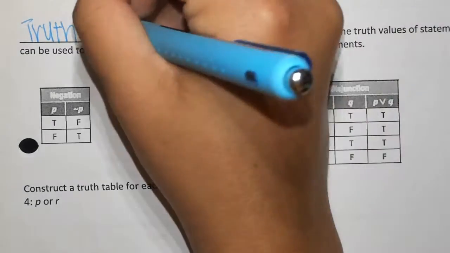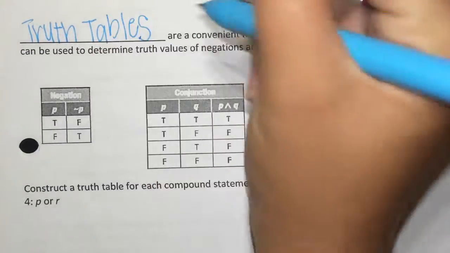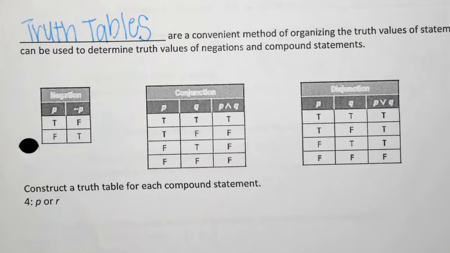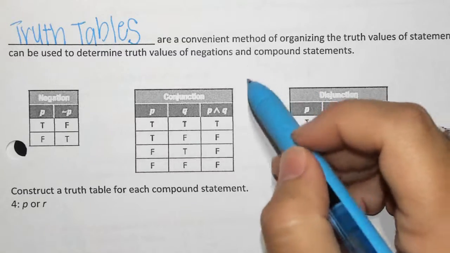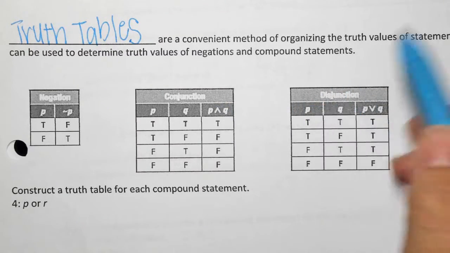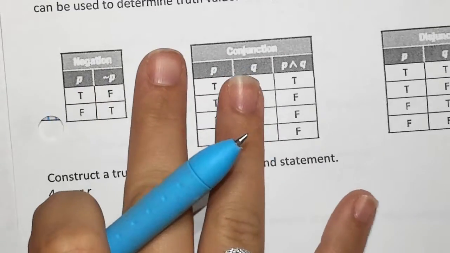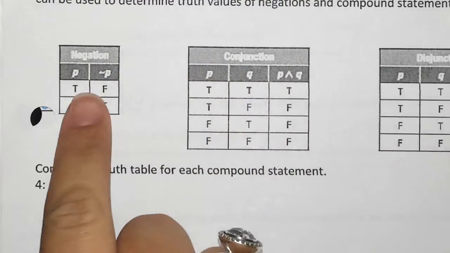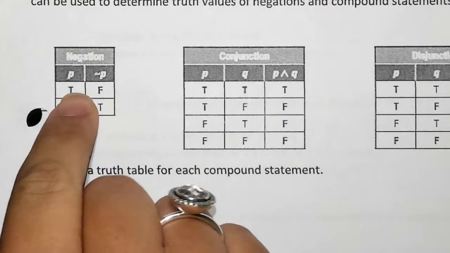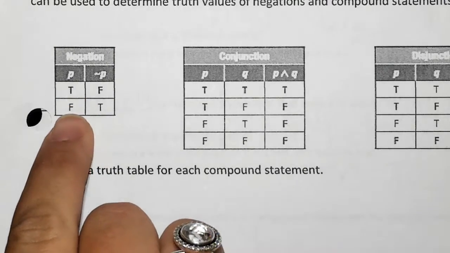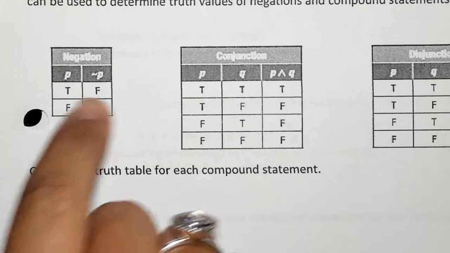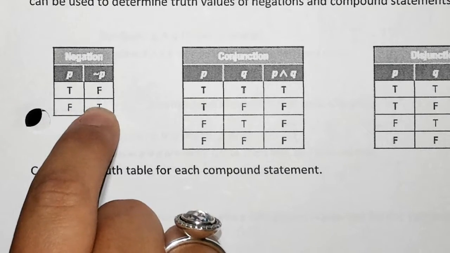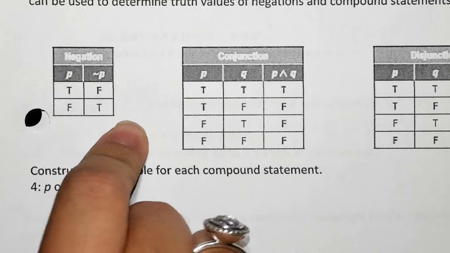Okay, truth tables. These truth tables make it a lot easier to tell the truth values when you have a lot of statements. So I know this is just a review, but we have 3 truth tables here that I want to go over. P is the original statement. So P is true or it's false. Well, the negation of true is false, and the negation of false is true. It's just the complete opposite.